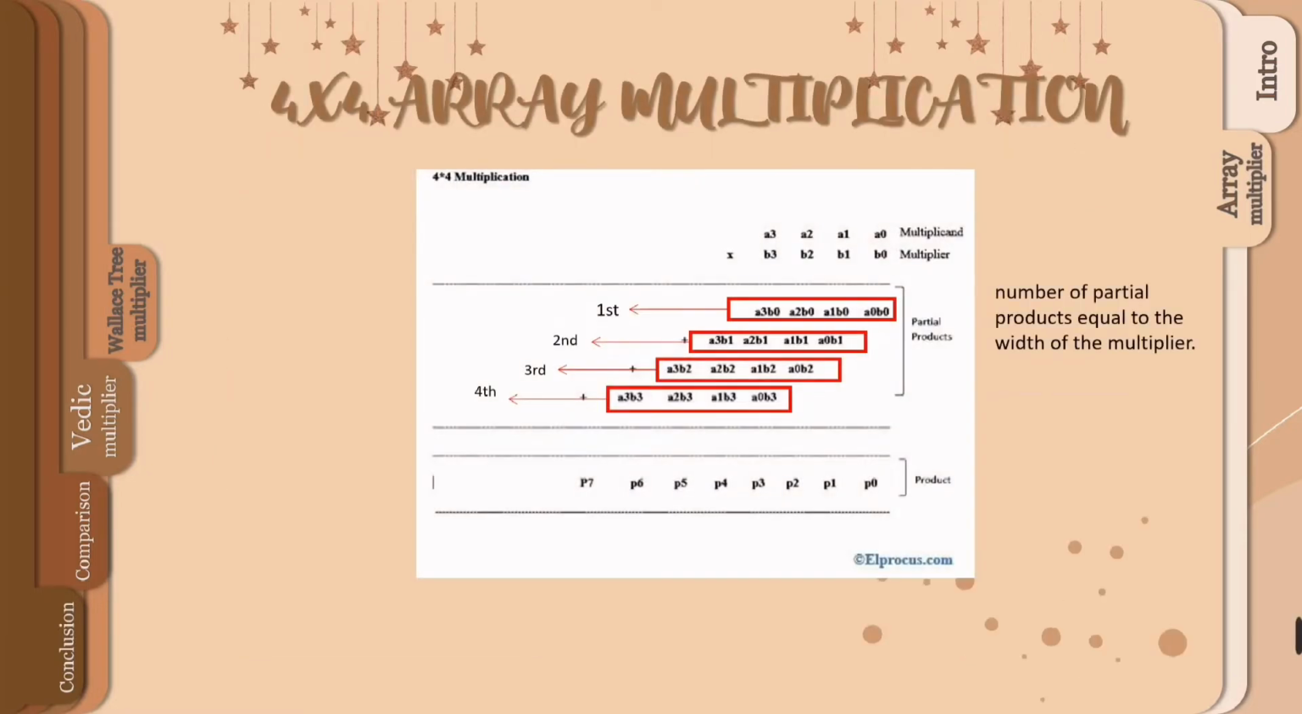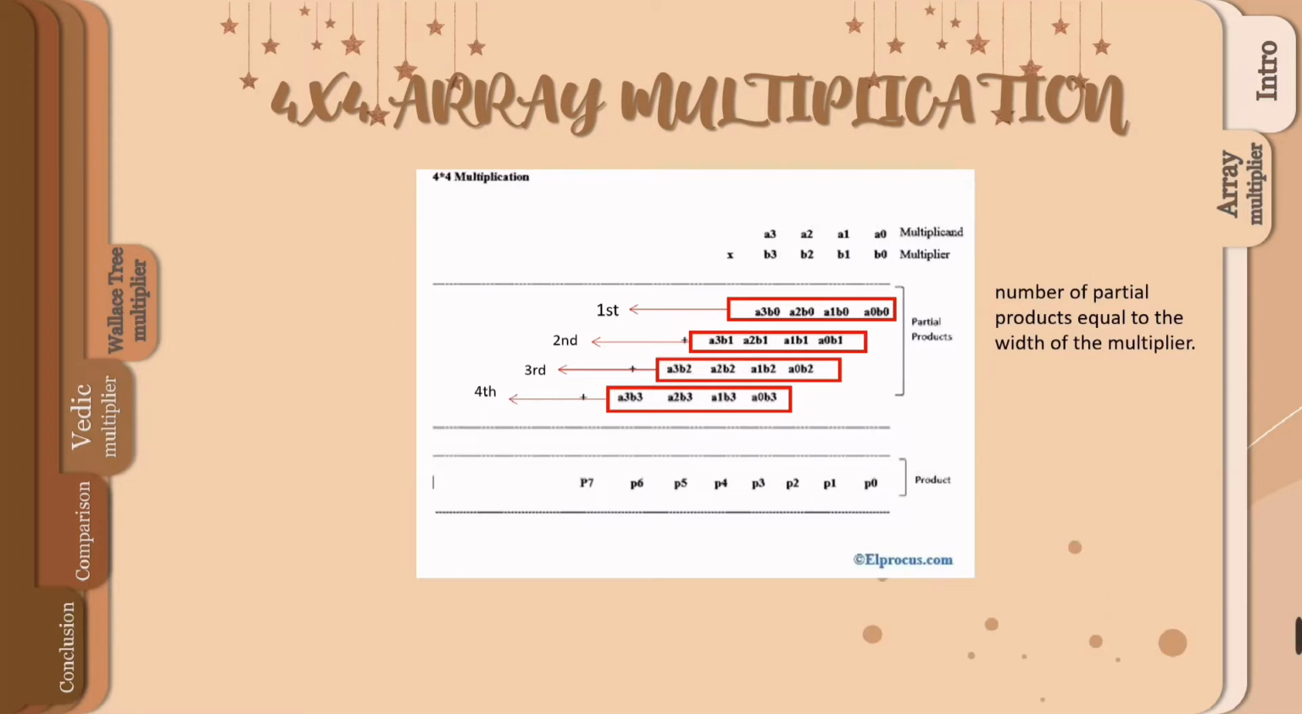Let us consider the multiplication of two unsigned 4-bit numbers. An array multiplication is just a normal multiplication that we use. Each partial product consists of 4 product terms, and these are shifted to the left relative to the previous partial product. All these partial products are added to produce the 8-bit product.